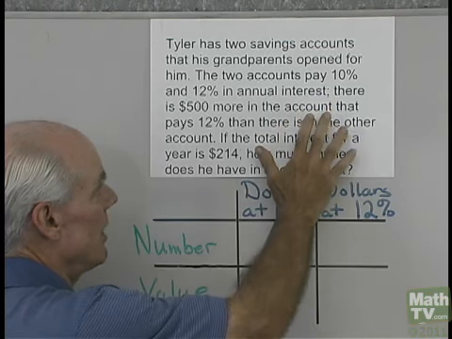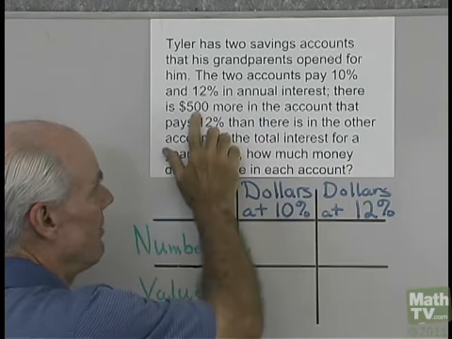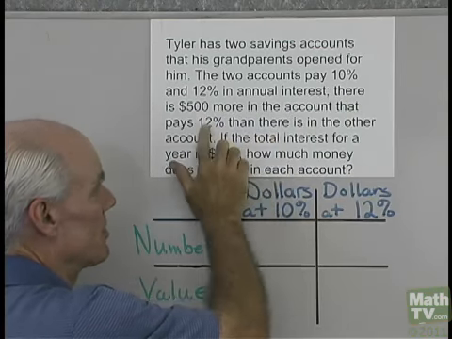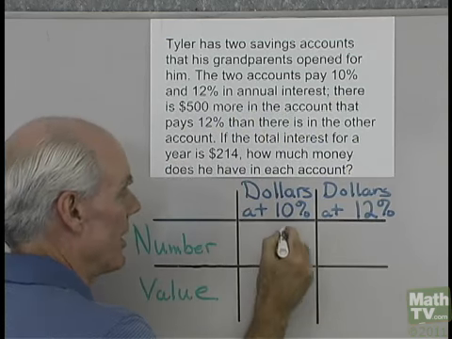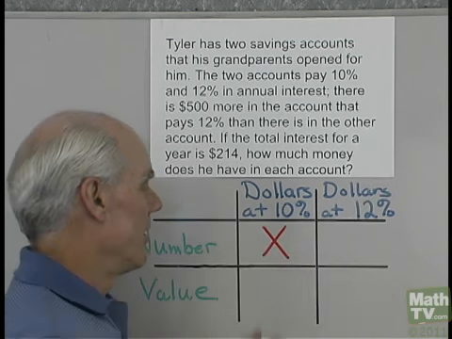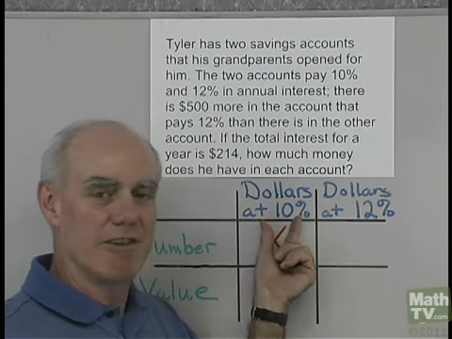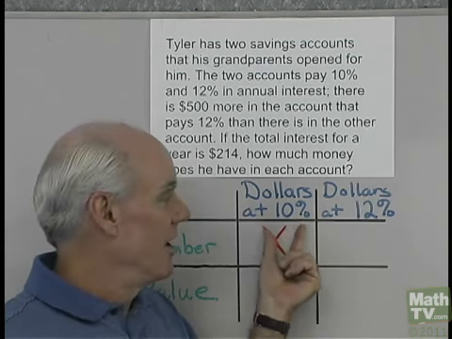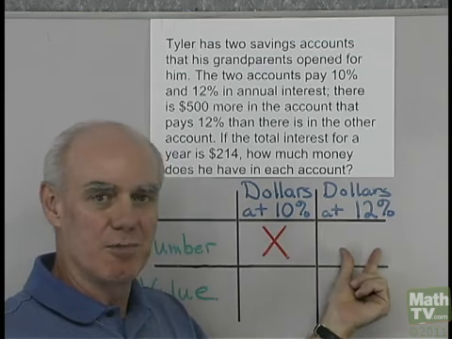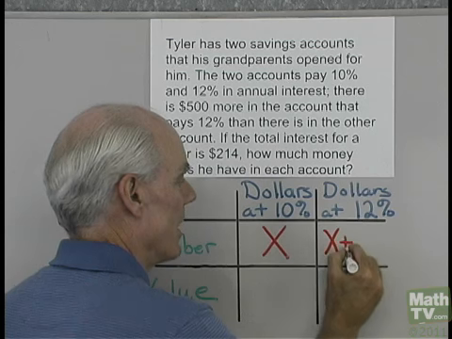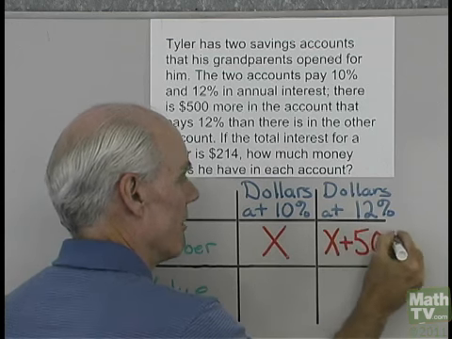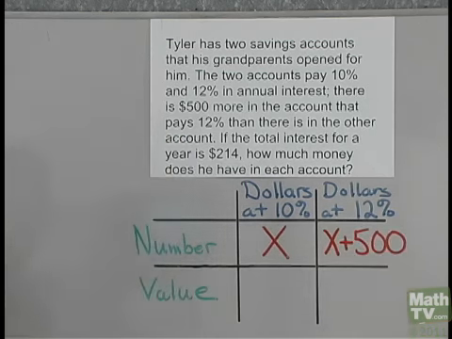So first of all, we have money in two accounts, and there is $500 more in the account that pays 12% than there is in the other account. So let's start by letting x be equal to the number of dollars that he has invested at 10%. Now I know that he has $500 more invested at 12%, so the number of dollars over here will be x plus 500.